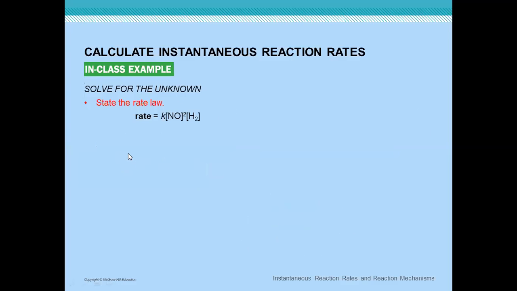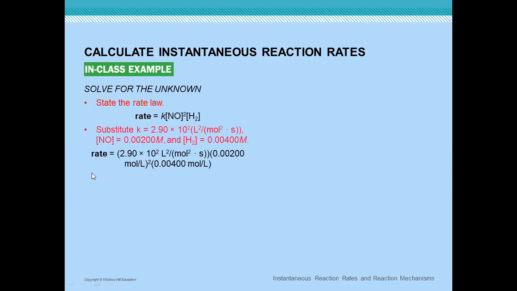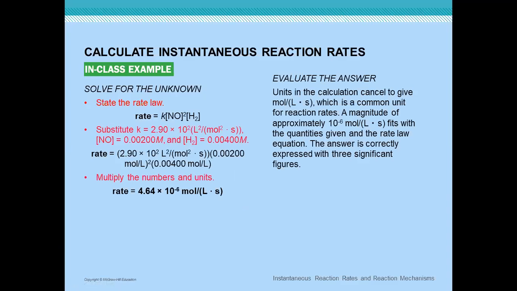Rate equals k times NO squared times H2. So rate equals 2.90 times 10 power 2, times 0.00200 for NO squared, times 0.00400 for H2. So finally it will be equal to 4.64 times 10 power negative 6 mole per minute. So this is the answer of this problem.